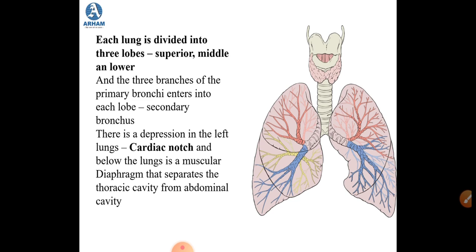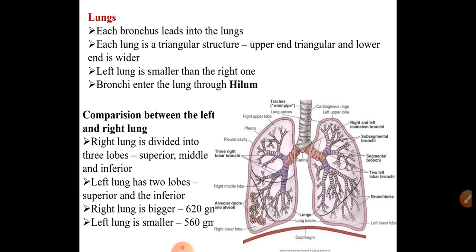And below the lung, there is this muscular membrane present which is known as the diaphragm. This diaphragm functions to separate the thoracic cavity, that is the cavity where the lung, the trachea and the bronchi are located, from the abdominal cavity. So this is the function of the diaphragm, that is separating the thoracic cavity from the abdominal cavity.